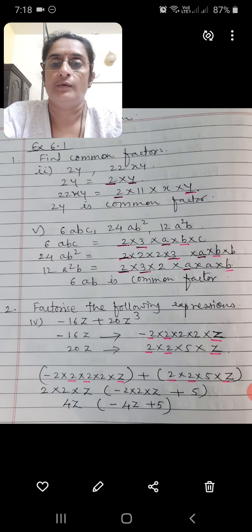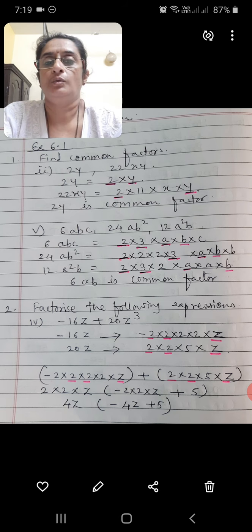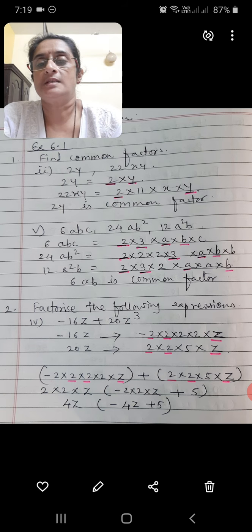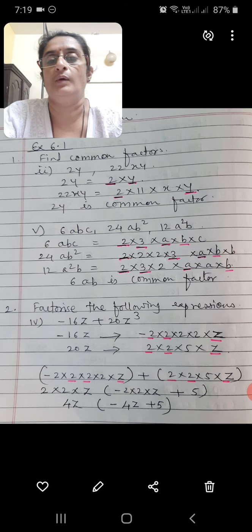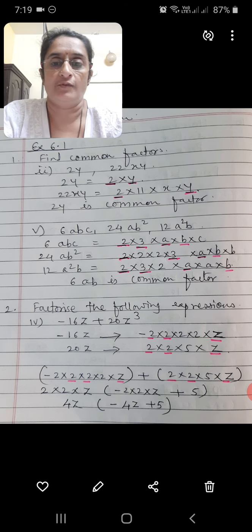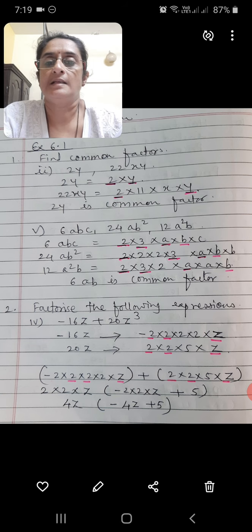Now we have to find out the common factors between these two terms. Let us see, 2 is there in both, so 2 is a factor of both terms. And y is also there in the factors of both terms, so y is also common. So 2 and y, that is 2y, is a common factor of the given terms. Let us take one more example from that.